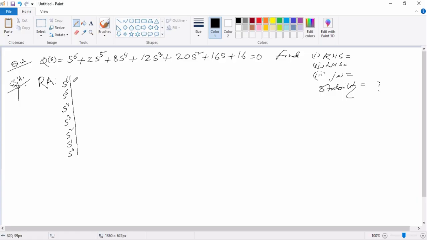Now, what is the first row? 1, 8, 20, 16. Good. And the next one? 2, 12, 16, 0. Yes, because this 2, then this 12, and then 16. The others are all the first row, and this is the rest coming as the second row. That's what was explained in the video lecture, so everybody understands.